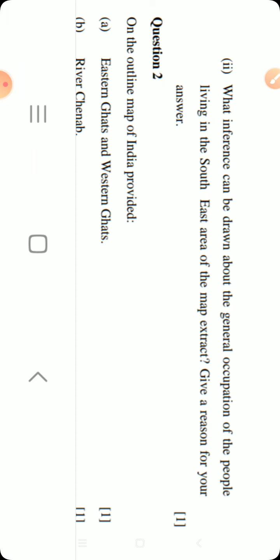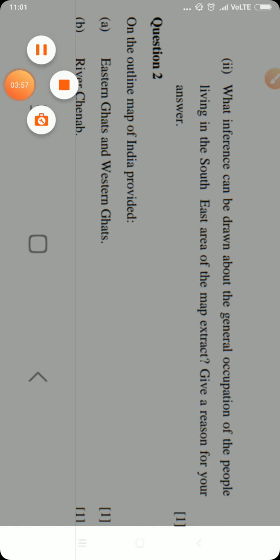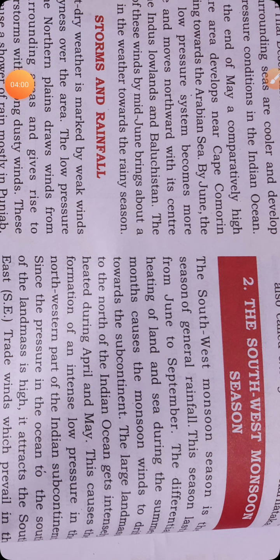Till then we are moving on with our chapter 8. Dear students, we are on chapter 8 now, that is climate. I began this chapter in my previous videos and told you about the seasons. The first season I told you about is the hot dry summer, and now we are on the second season, the southwest monsoon season. What is the southwest monsoon season? Let us see. The southwest monsoon season is the season of general rainfall. This season lasts from June to September.